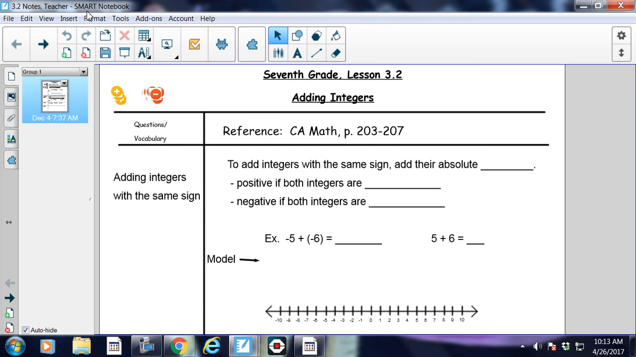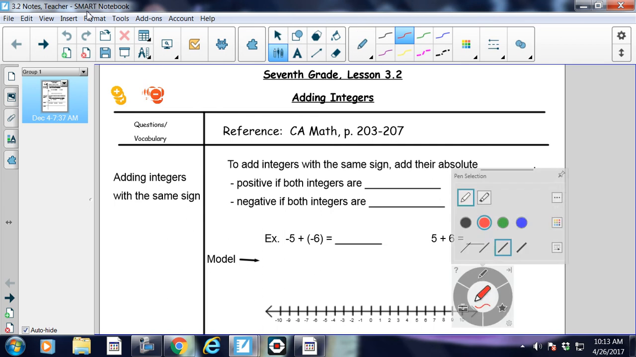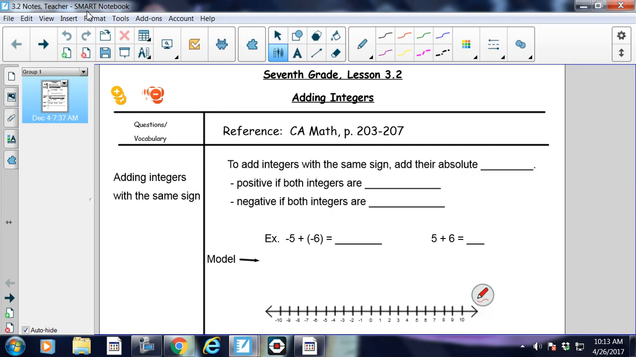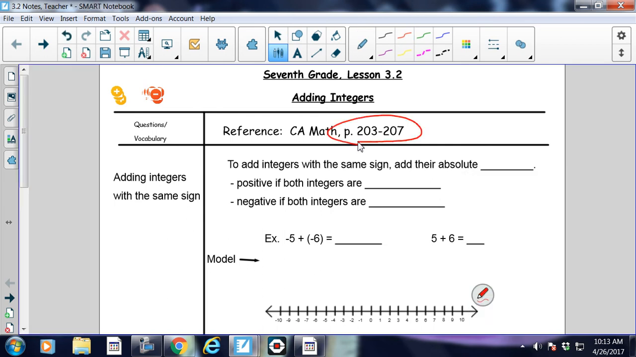When you hear integers, think positive and negative numbers. Negative numbers are technically the opposite of positive numbers, so you'll hear that sometimes too. Here are the pages that you're going to need: 203 to 207 is what you can refer to if you need some more explanation. Any questions you have, put in the left-hand column of your Cornell-style notes.